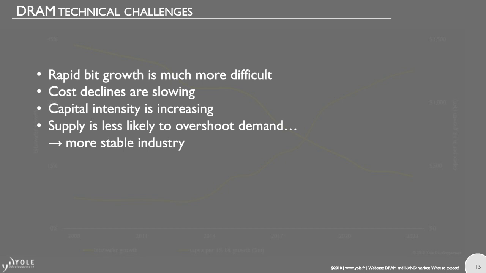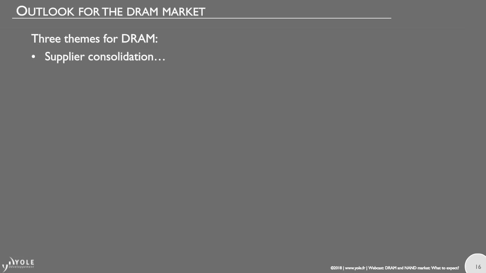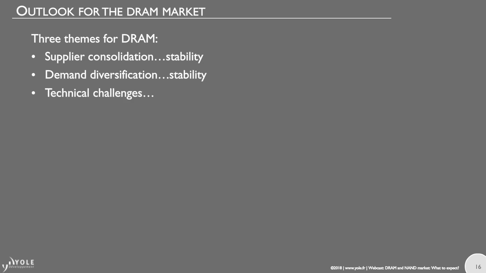There's still going to be some ebbs and flows between the balance between supply and demand. But long term, we think big overshoots are a lot less likely, this leading to an overall more stable DRAM market. So in summary, we talked about three themes. The first theme, supplier consolidation. We think this will lead to stability. The second theme, demand diversification. We think this too will lead to stability. And not to sound redundant, but the final, technical challenges, we think this too will lead to stability.